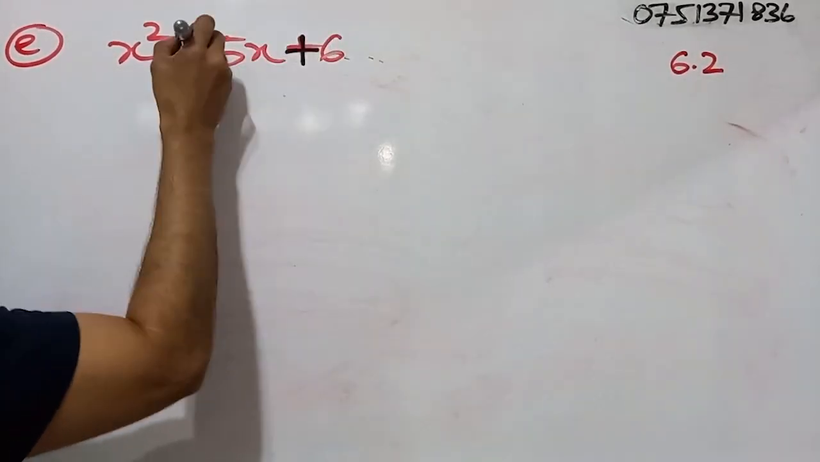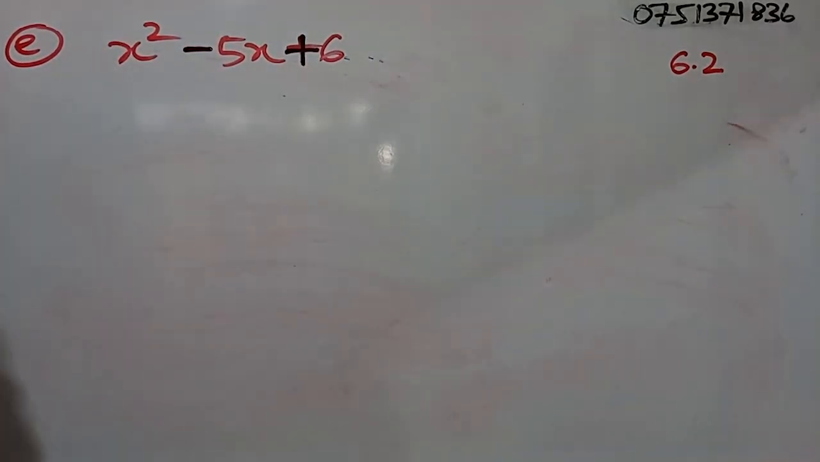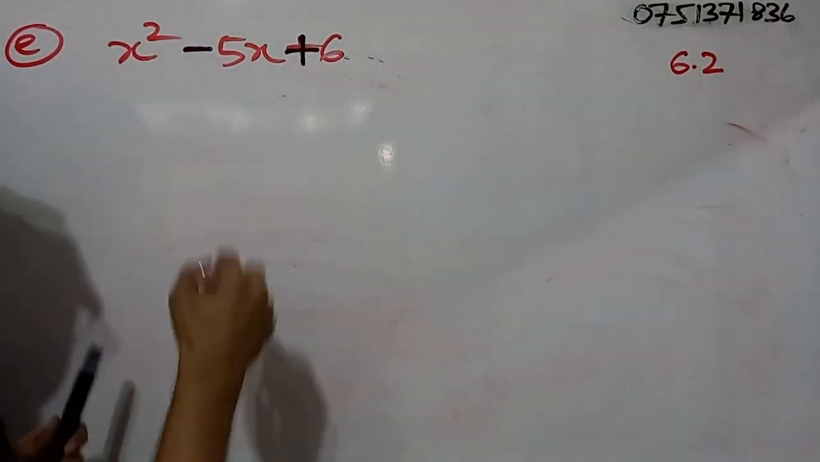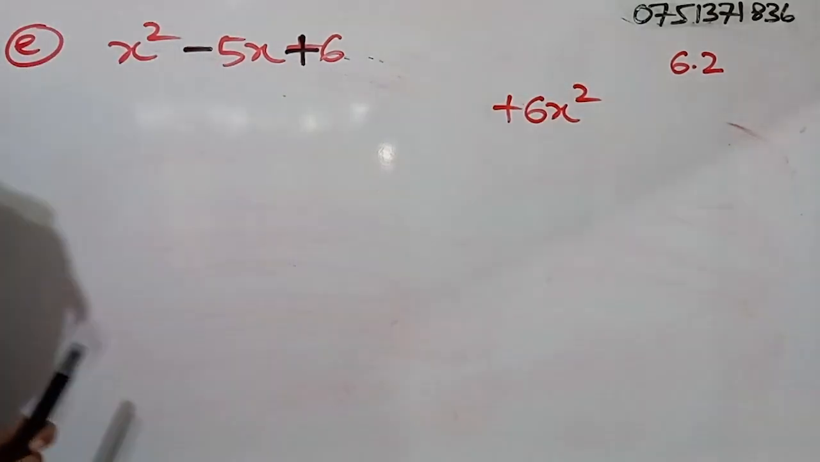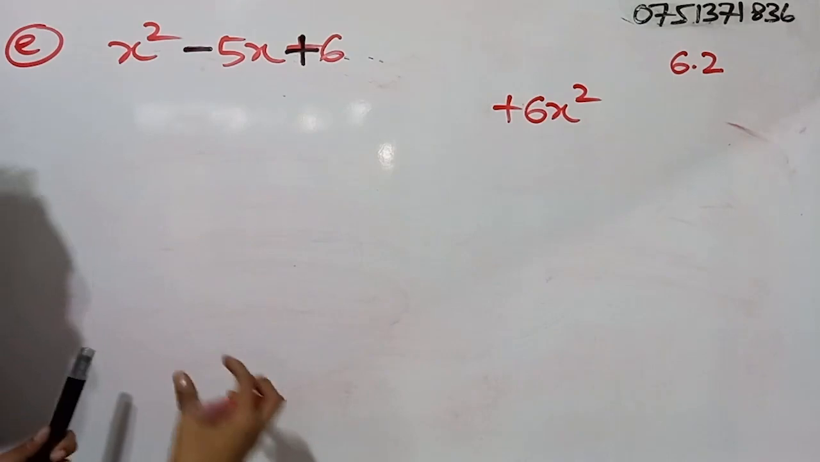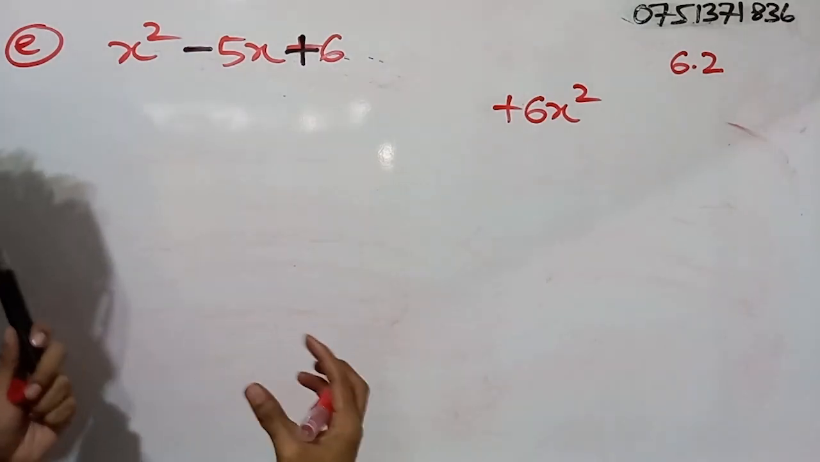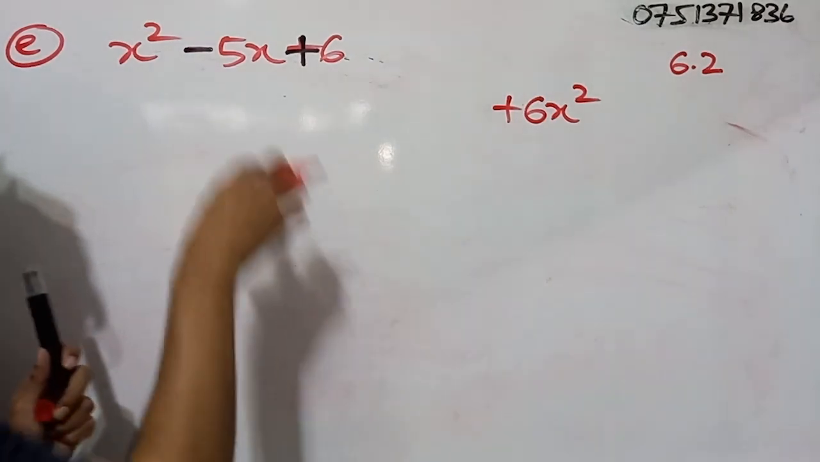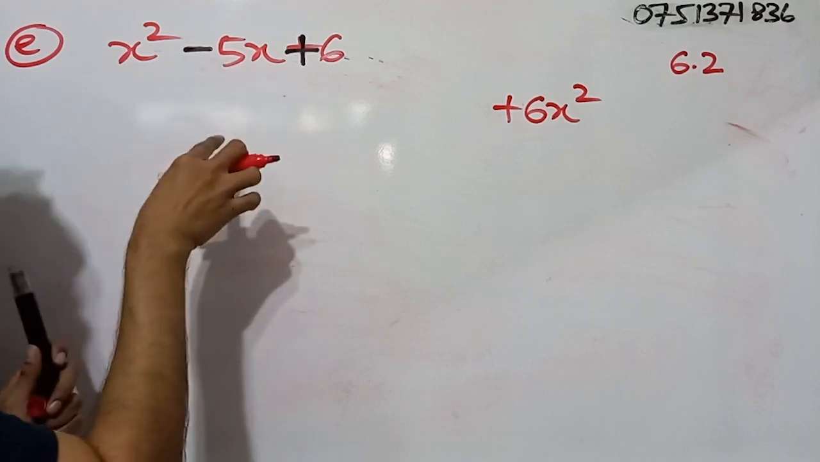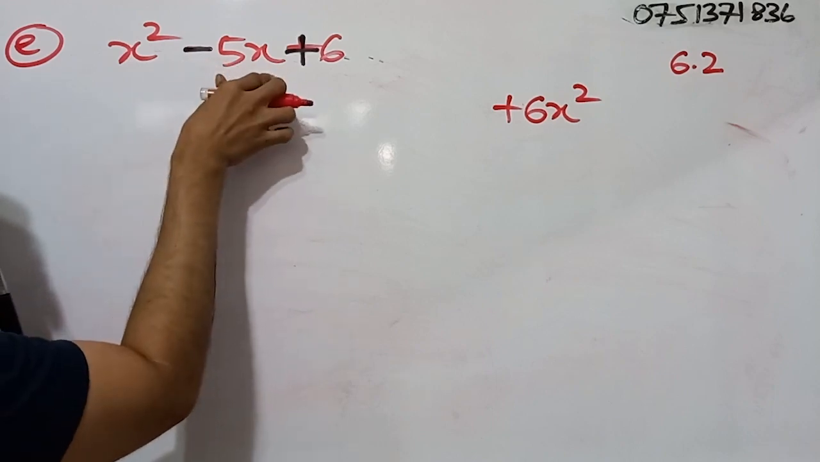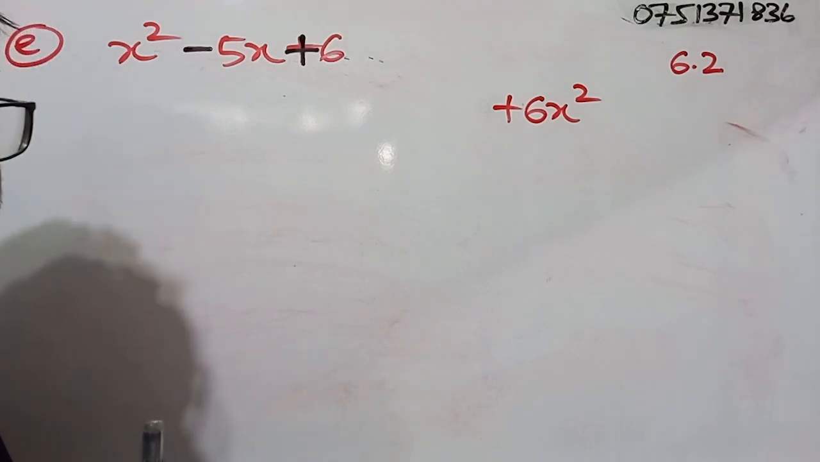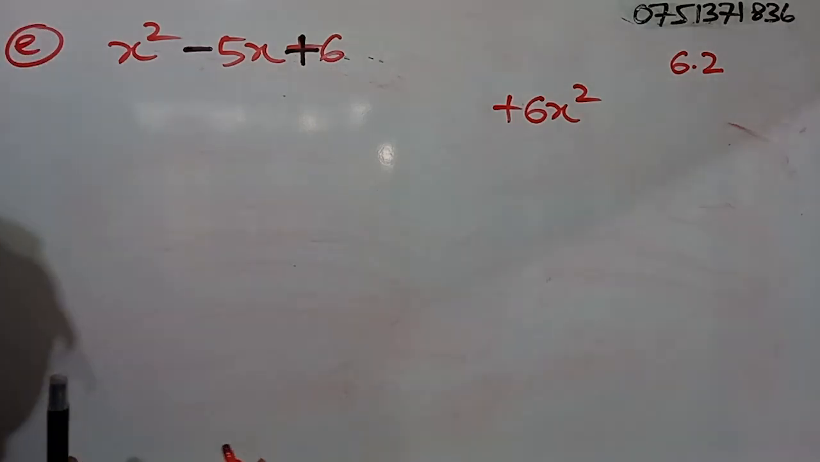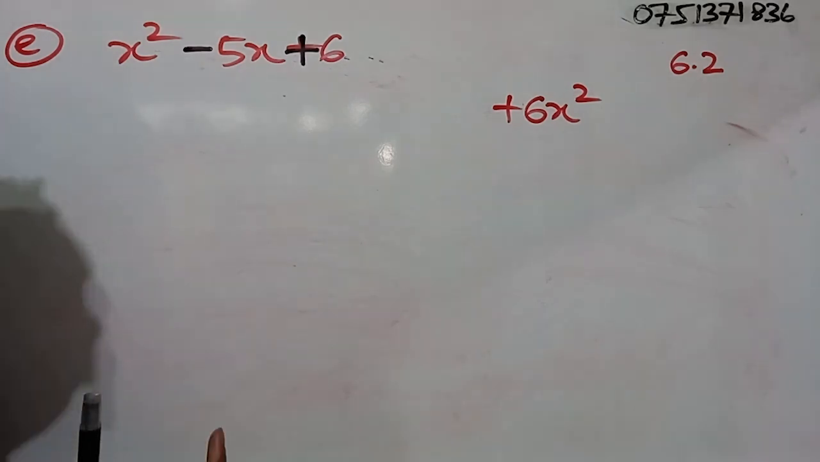Here we have a plus. Here we have a minus. So when we multiply these two, we get what? 6x squared, so it is positive. This is minus, this is plus. That means both factors, when we add them, must give us the middle term. And since in front of the middle term we have minus, both of the factors must be what? Negative.